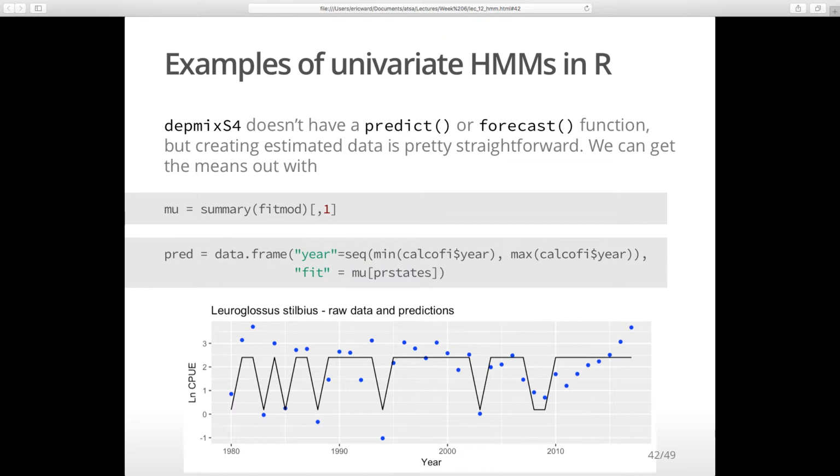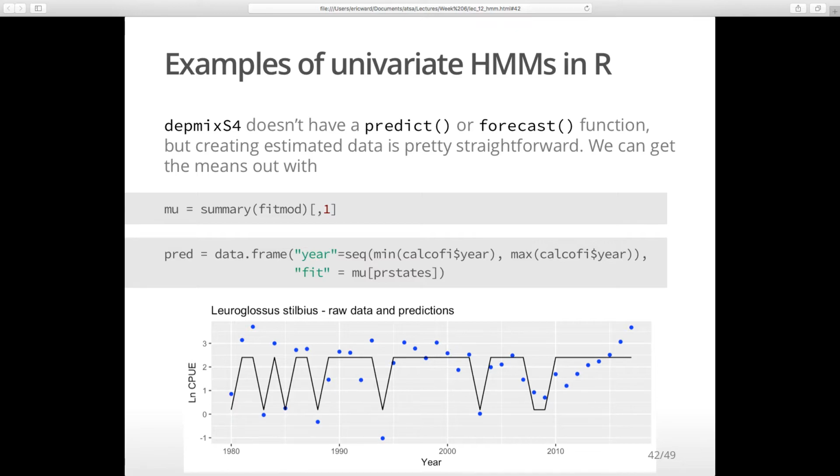Okay, so the depmix package doesn't have a predict or forecast function like we've seen with some of the functions like ARIMA or the forecast library. Even though it doesn't include those, estimating data and generating future predictions is pretty straightforward. We can get the means out of the model using our summary function, and this gives us the coefficients representing the mean catch per unit effort for each of those two states. Then we can look at what the predictions look like on top of our raw data.